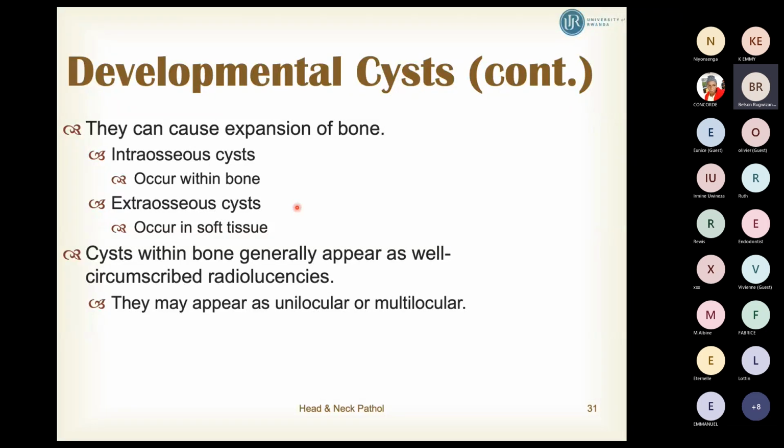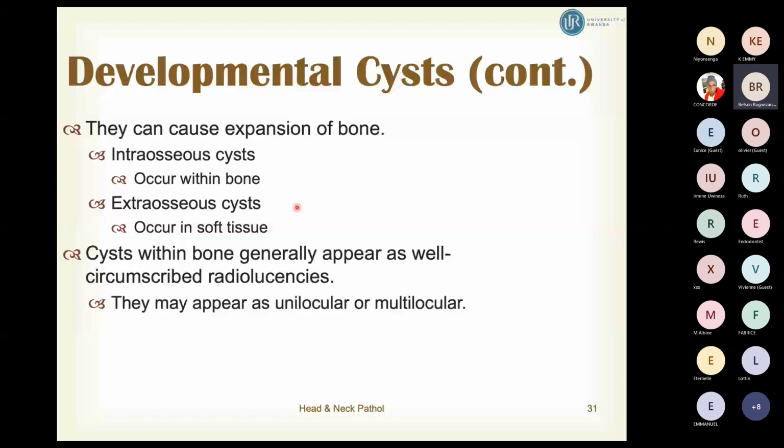And this is when they are intraosseous. When they are extraosseous, this will involve the soft tissues. So cysts within the bone generally appear as well circumscribed radiolucencies. Radiolucent is opposed to radiopaque. They may appear as unilocular or multilocular.